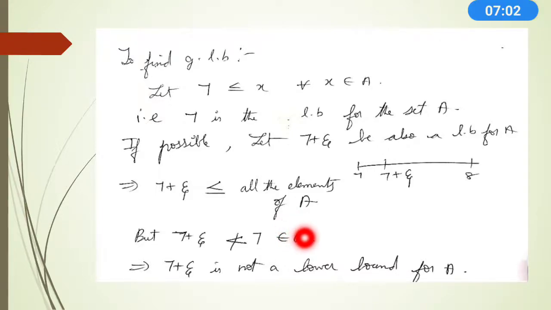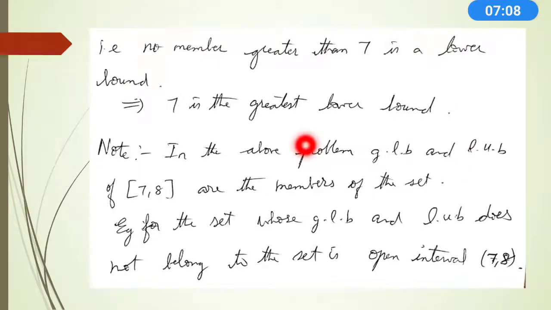Therefore 7 plus epsilon is not a lower bound for A, which means no member greater than 7 is a lower bound. That means 7 is the only lower bound which is the greatest. Okay, so in this problem, for the closed interval 7 comma 8, the greatest lower bound is 7 and the least upper bound is 8.